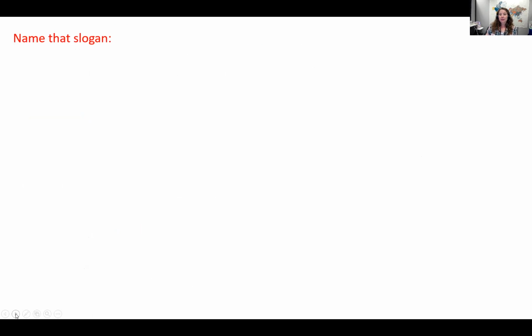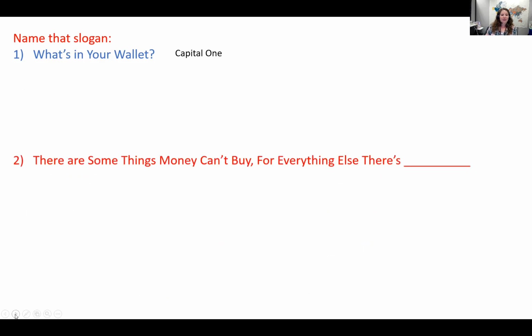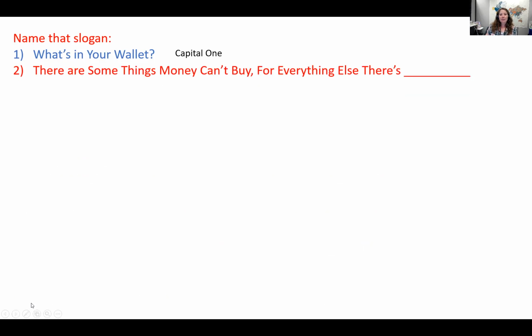All right, so there's some companies that have done an incredible job of advertising. In fact, I bet when I tell you the slogan to these companies, you're going to know what company it represents. So let's see how many you guys recognize. Are you ready? What's in your wallet? What business is that? It is Capital One. There are some things that money can't buy. For everything else, there's, what is it? MasterCard.